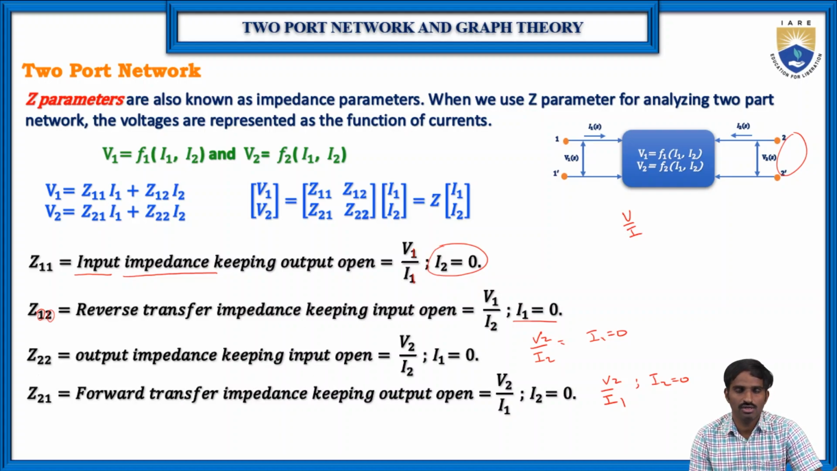Z parameters are also called impedance parameters and also open circuit parameters. Why do we call the Z parameters open circuit parameters? Because when you are finding the parameters, one of the terminals of the two-port network should be open circuit. That's why these are also called open circuit parameters. We use Z11, Z12, Z22, Z21 because we are developing a relation between the various parameters present in the two-port network.